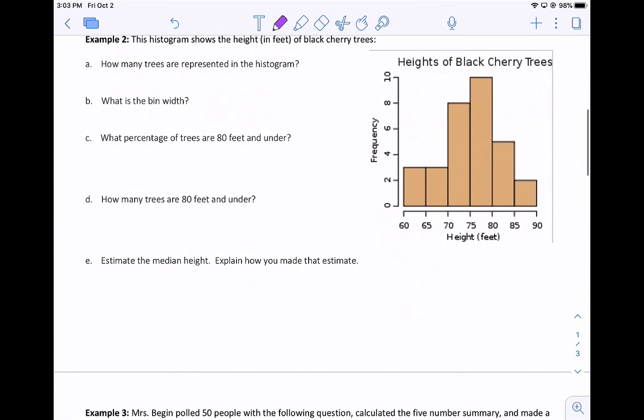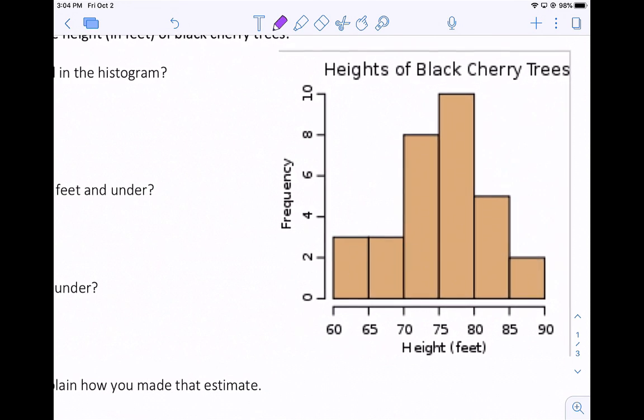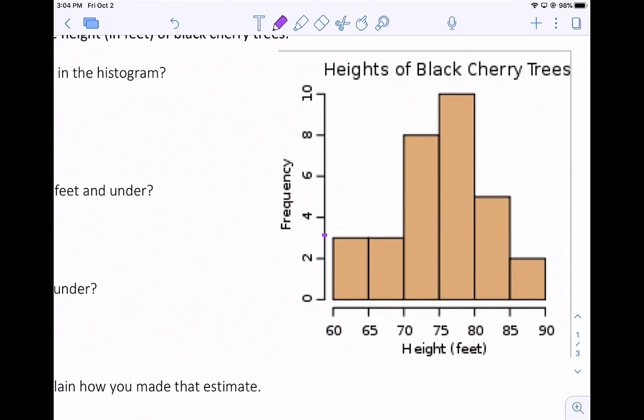Okay, next thing I want to review is histograms. This histogram shows the heights of black cherry trees. How many trees are represented in the diagram? So we look at the frequency, and we see that there's 3 trees that are between 60 and 65 feet. There's another 3 between 65 and 70.